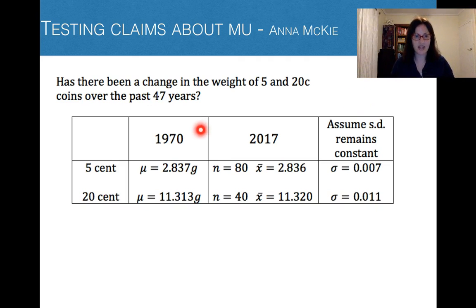So in 1970, the mean weight of 5-cent coins was 2.837 grams, and the mean weight of 20-cent coins was 11.313 grams. In 2017, a sample of 80 was collected for the 5-cent coins, and our mean of those 80 coins was 2.836. So having a look, yes, they're slightly different, but is it enough to say there's been a change overall? We're going to assume the standard deviation will remain constant in both sets. Likewise with the 20-cent coins, yes, you can see a difference in the means, but is it enough to say there's been a change or not?